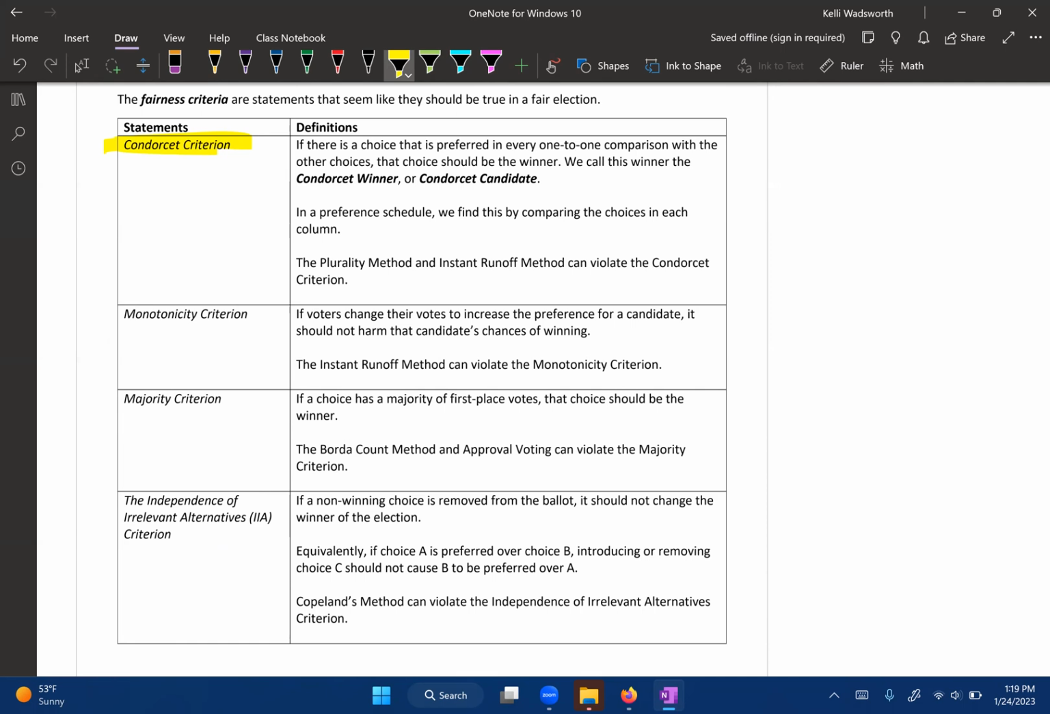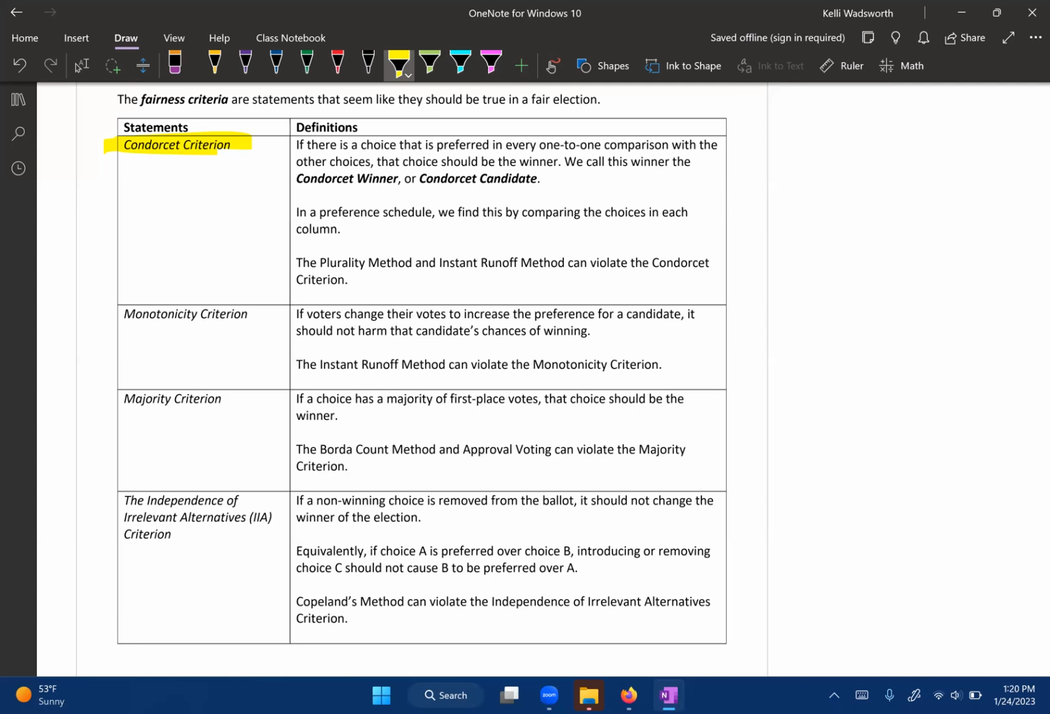So the Condorcet candidate, the Condorcet winner, is defined to be the one that is preferred. It's not always the case that there is one, but if there is a choice that is preferred in every one-to-one comparison, so again those pairwise comparisons, then that person is called the Condorcet candidate. It's a fancy word. I don't know where that word comes from. And the Condorcet criterion says if there is a Condorcet candidate, then they should be the winner, right? So if you're doing a pairwise comparison and there's one option that wins every single time, it seems only fair that that person would be the winner.